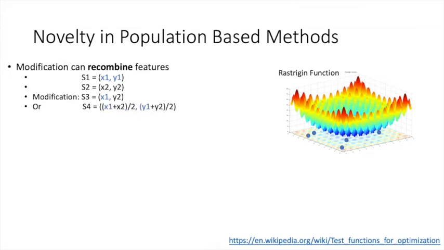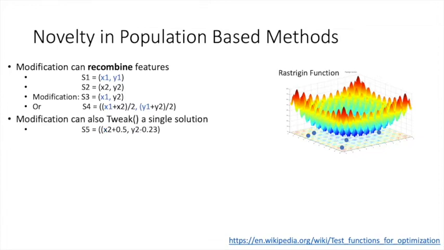Or we can recombine them in a different way. Say we average the X and Y coordinates to create an in-between solution that maybe is much better than both the parents. And of course, we can still tweak a solution individually as well, just like in a hill climber. So perhaps we add something to the X coordinate and maybe take away something from the Y coordinate.